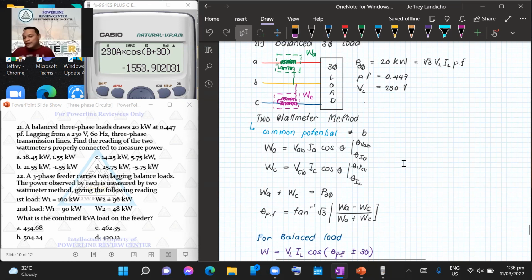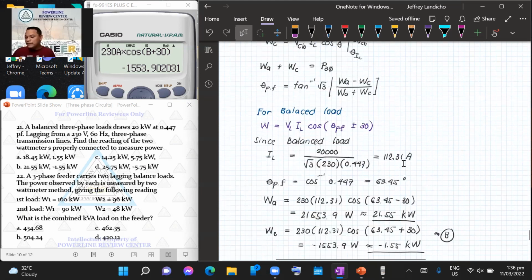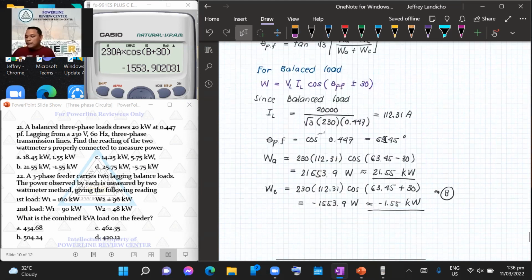So dito, kaya naglabas ng negative yan. Tingnan mo, ano yung power factor natin? Power factor angle, 63.45 plus 30. So pag nag-plus 30 ka rito, 93.45, which is greater than 90. So that is already the corresponding behavior of your cosine. Lumabas siya ng 90 degree, kaya negative ang ibibigay sa iyo. Kaya expect mo na negative yung isa.